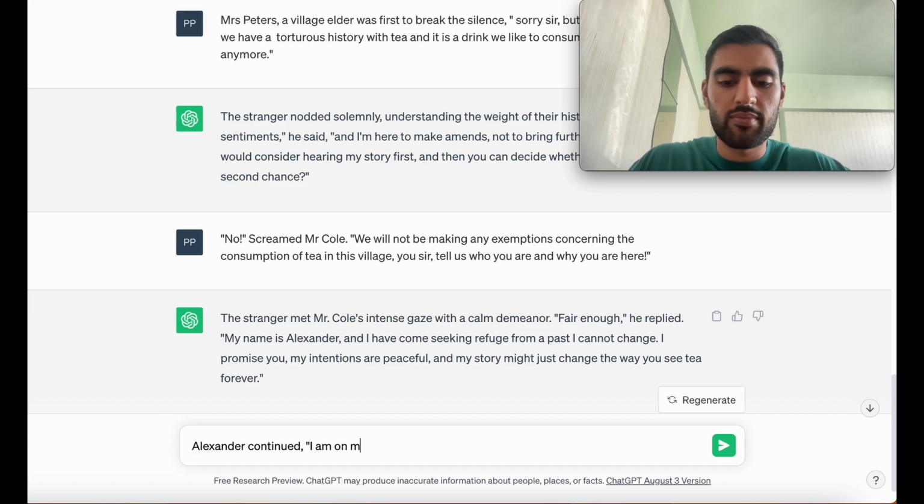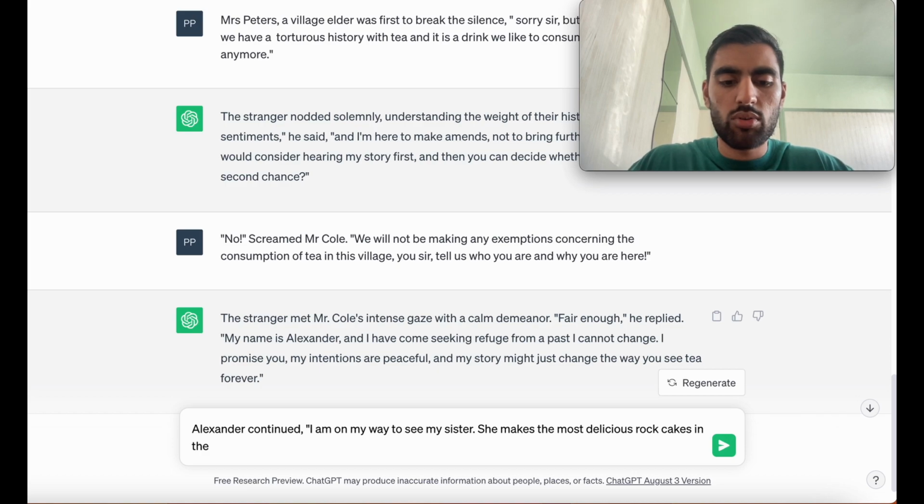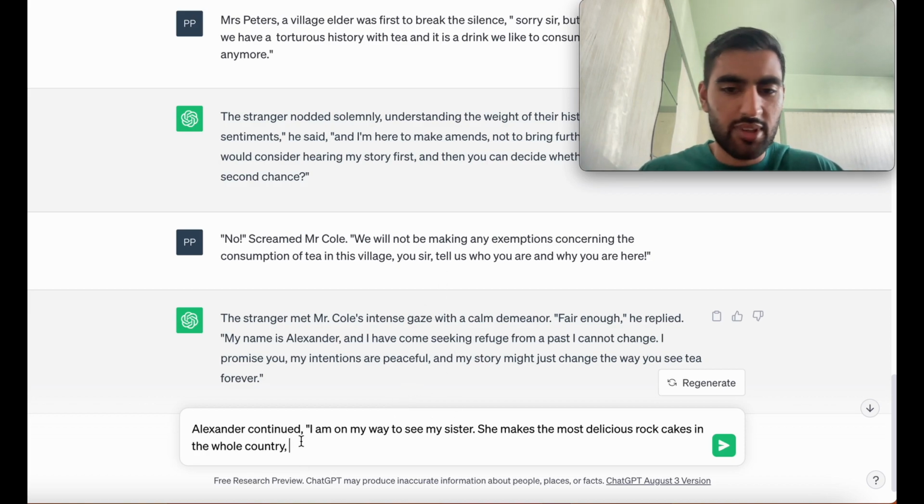I am on my way to see my sister. She makes the most delicious rock cakes in the whole country. This is over one sentence, isn't it? But you know, they've gone over a sentence there, so let's just carry on going.